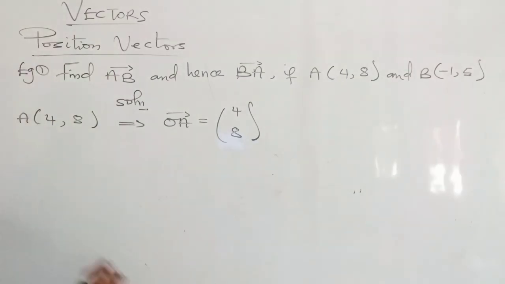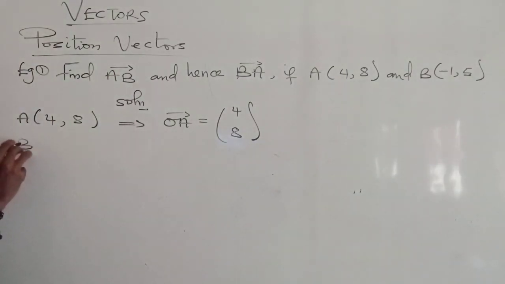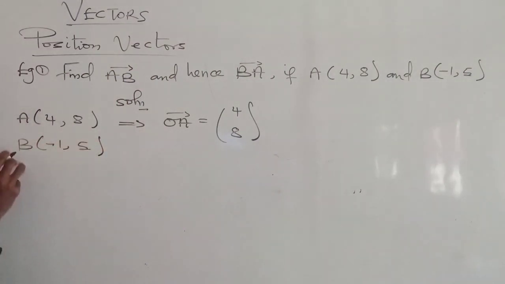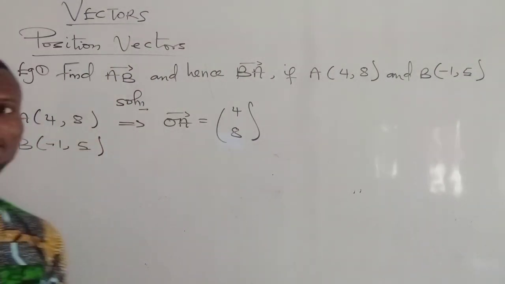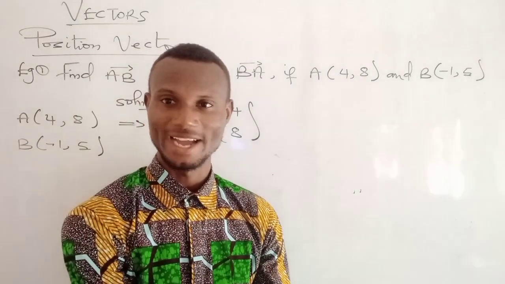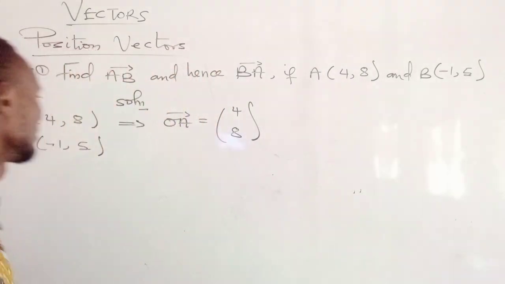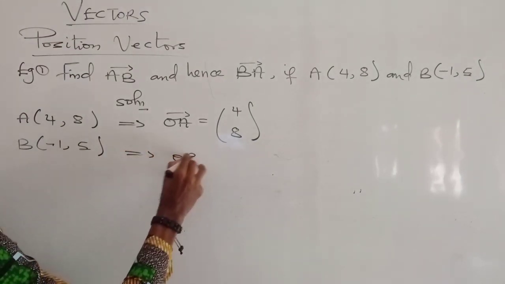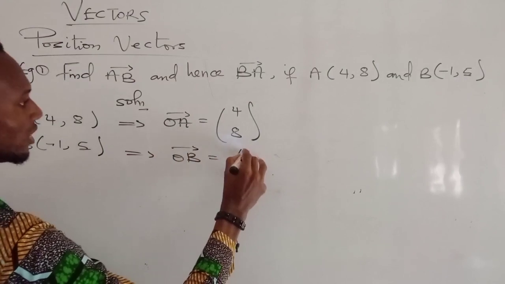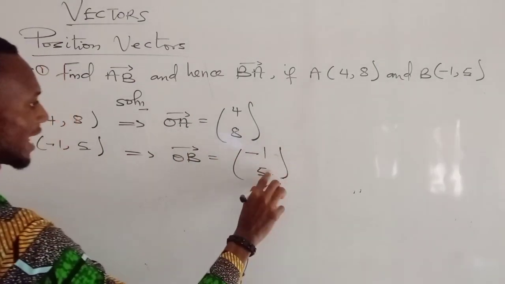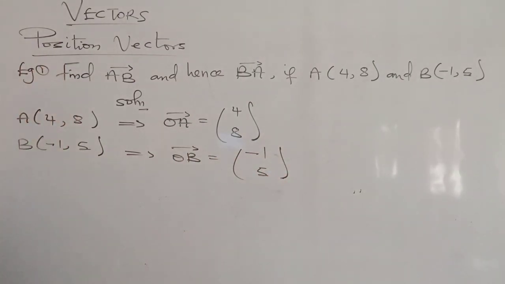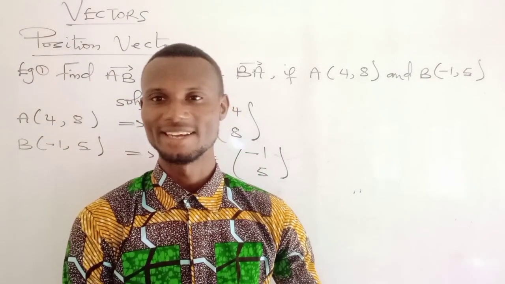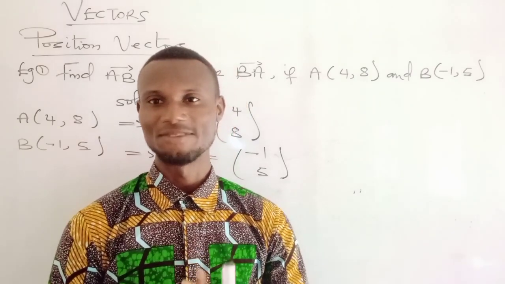Let me take the point B also. Our point B is given to be (-1, 5), which I can also express as a position vector. So we are going to do exactly the same thing. Expressing this as a position vector, it's going to be my OB equals (-1, 5) like this. So that's it about expressing a point as a position vector, and I hope the explanation is clear enough up to this point.